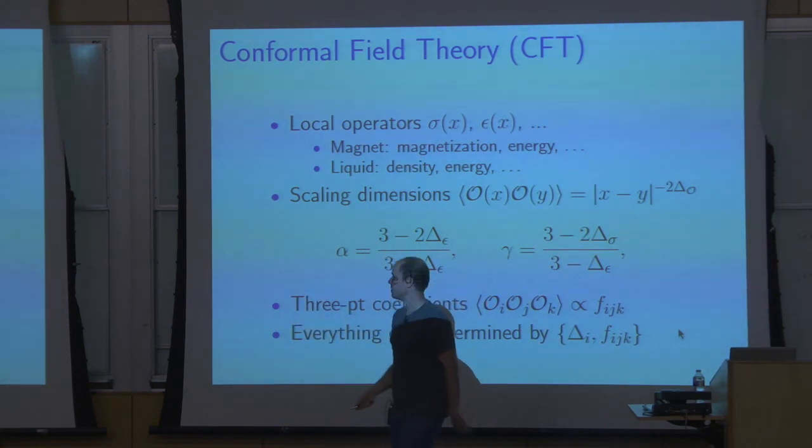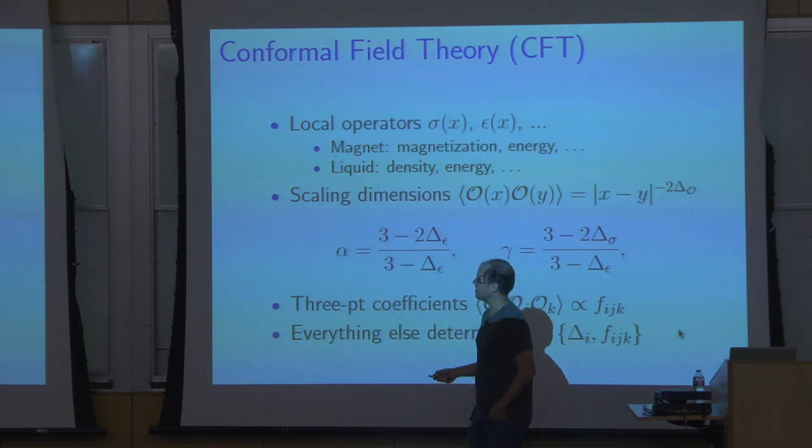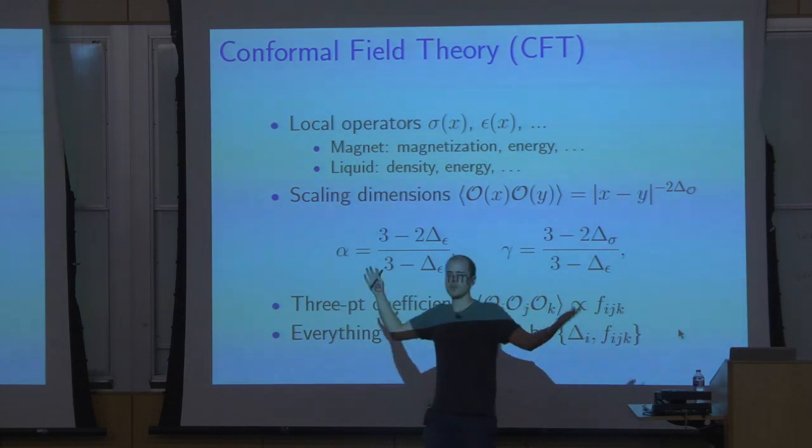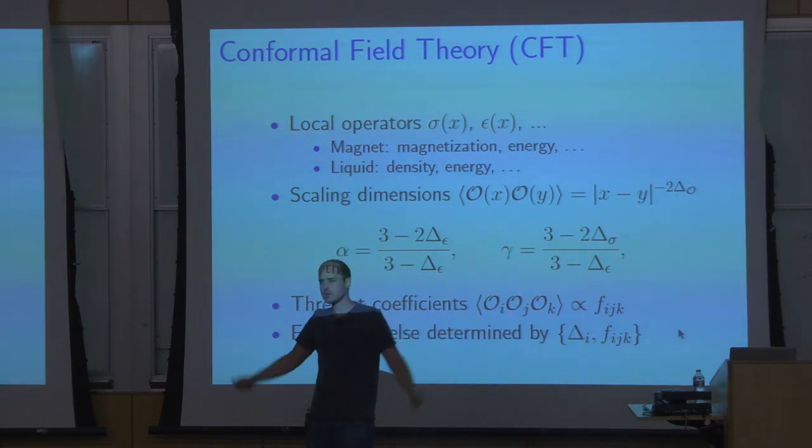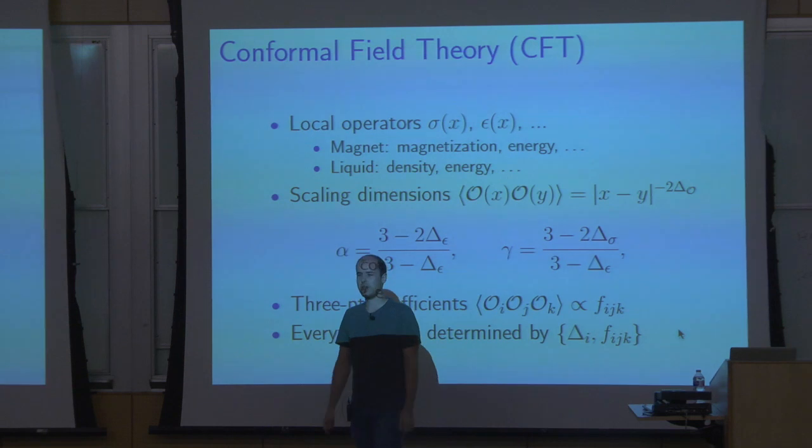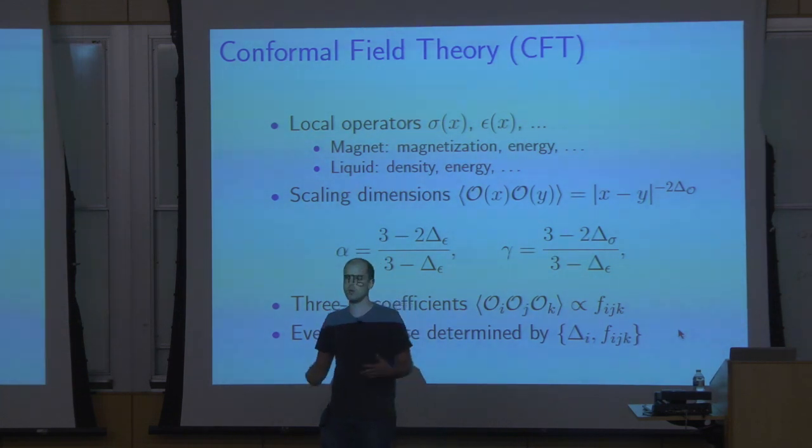That's a perfectly valid thing to compute. And those are proportional to some numbers. And one of the amazing things about a conformal field theory is these three-point correlation functions and these scaling dimensions actually determine every other correlation function you might measure. So this is a vast simplification over general quantum field theories.